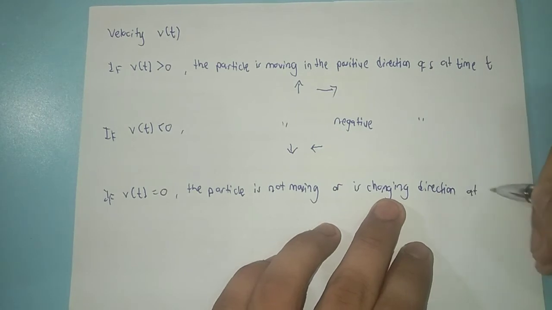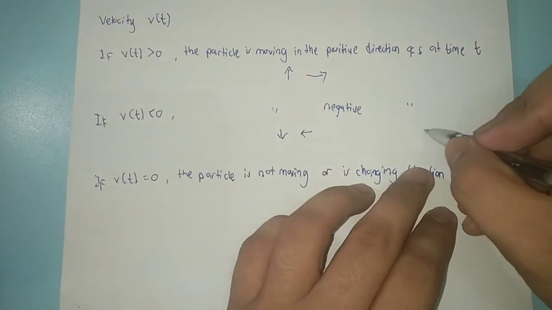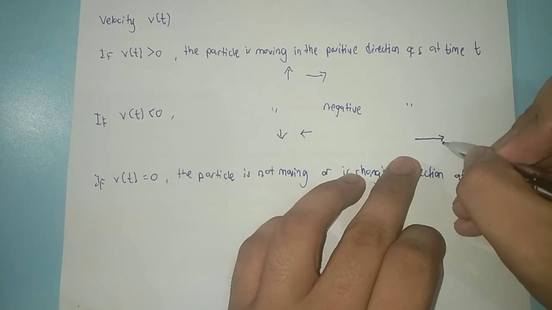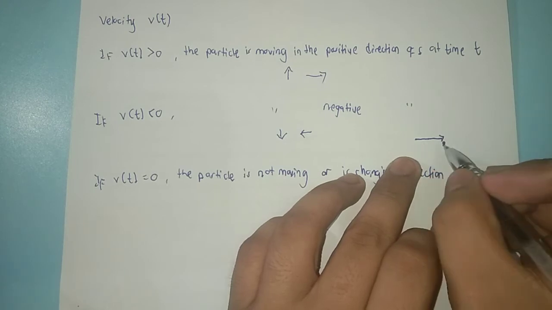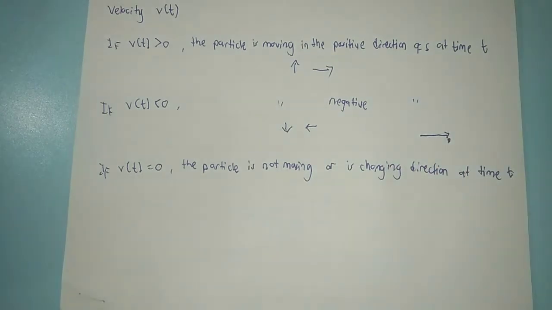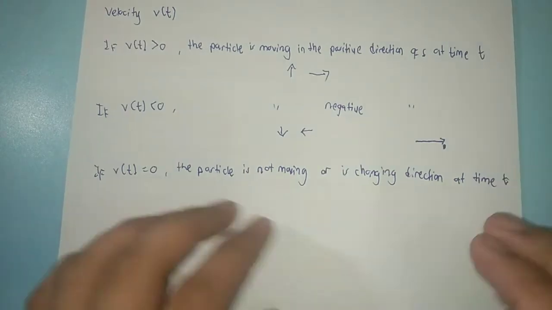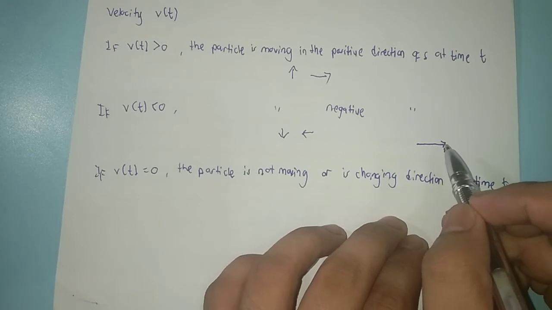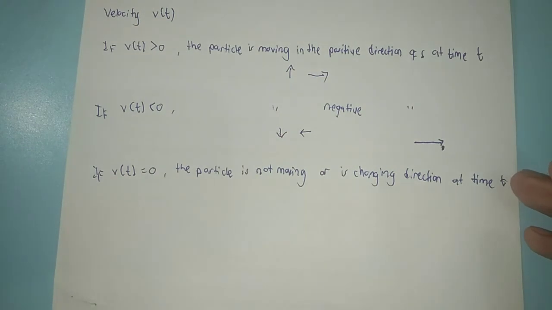Kumbaga, halimbawa papunta ka dito, tapos nung nandito ka na, nag-stop ka. Parang gusto mo nang bumalik. Okay? So ready ka na bumalik. So yun yung velocity. Yun yung sa particle not moving, naka-stay lang. Yun dun sa changing direction, yun nga, papunta ka, tapos nag-stop ka, may balak kang bumalik. Okay, so nagbago yung direction mo. So yung velocity mo doon ay equal sa 0.